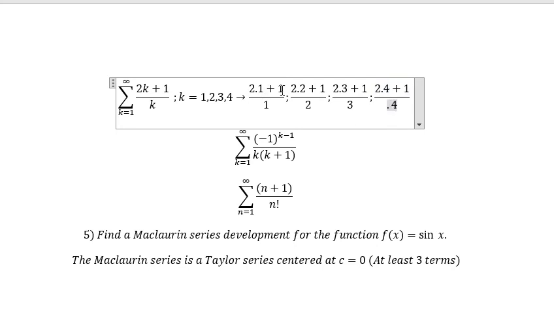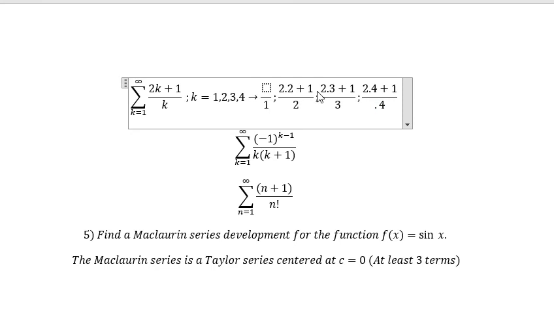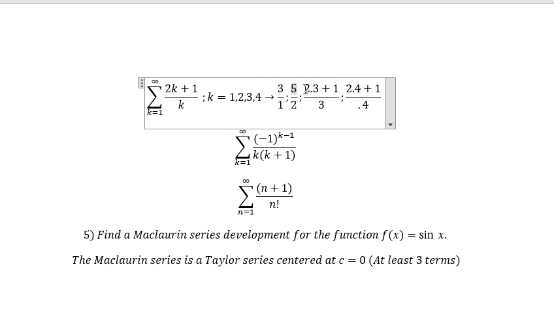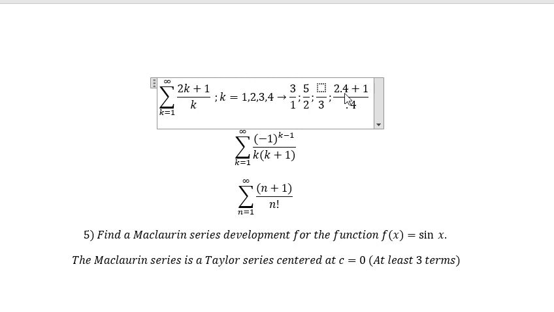So 2 plus 1 is about 3. This one you got about 5. This one you got about 7. This one you got about 9.